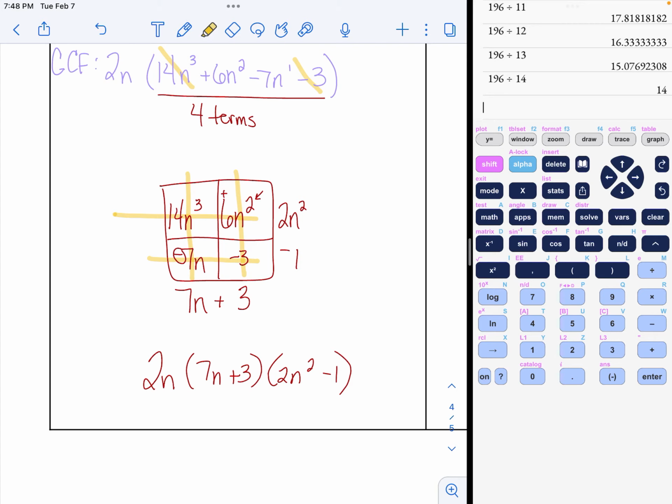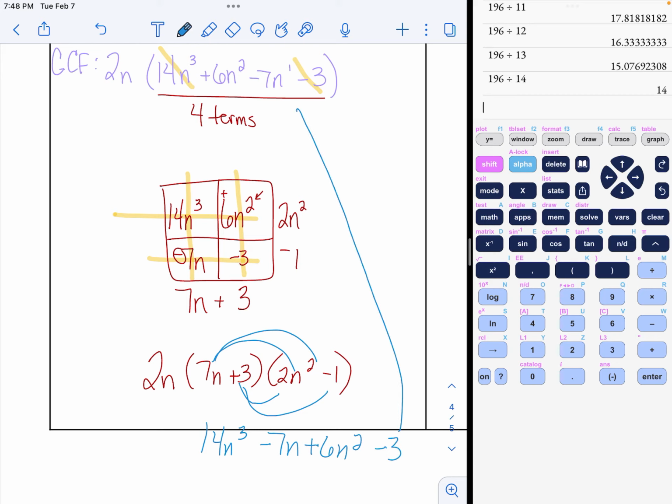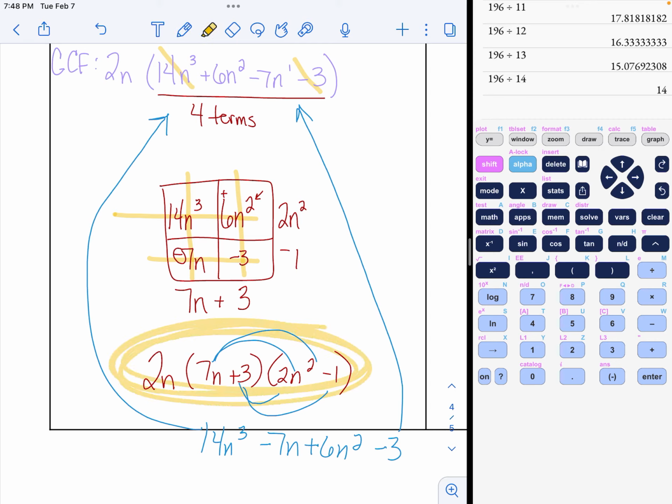However, if you remember from the last video, it is important that we check this. This times this makes 14n^3. This times this makes minus 7n. This times this makes 6n squared. And this times this makes negative 3. Since that does in fact match right here, I can say that I am right and that this is the final factored form. If it ever doesn't match, then you would just write that it's prime after taking out your GCF.